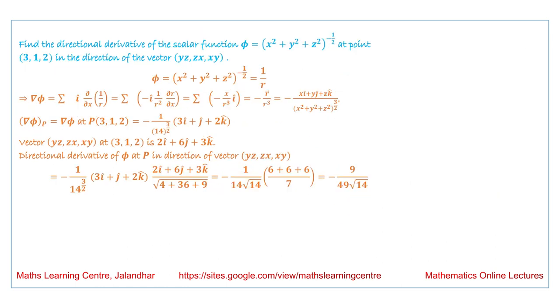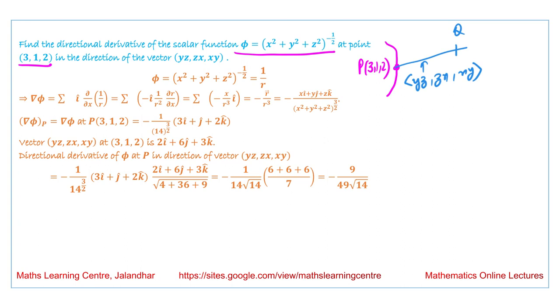Next, find the directional derivative of the scalar function at a point. Suppose this is the function and this is the point P, that is 3, 1, 2, and the direction of the vector is given. There is another point Q over here, and the direction is given to be yz, zx, xy. If we substitute the values of point P over here, you will get 2, 6 and 3.